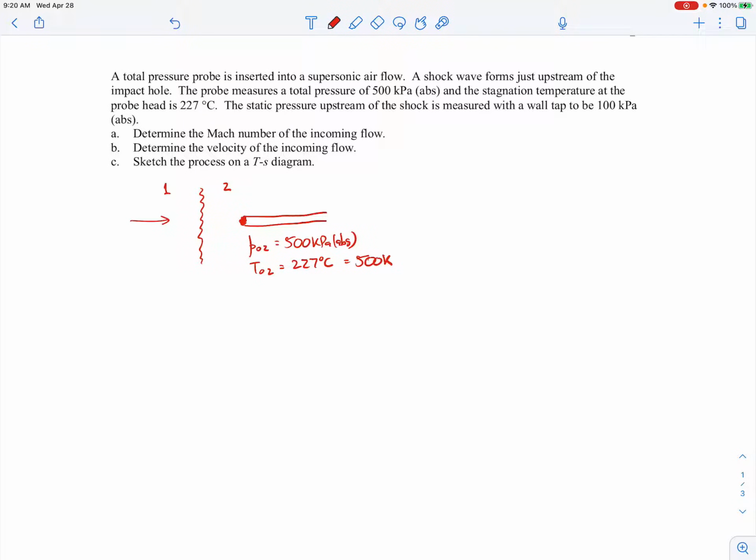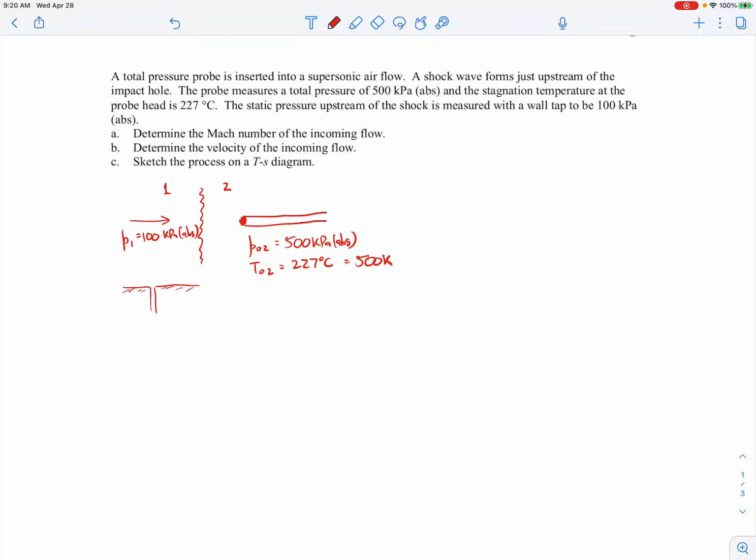The static pressure upstream of the shock is measured with a wall tap. So for example, there's a wall here, and there's a wall tap here, and we measure the pressure upstream. This is the static pressure, P1, and that's 100 kilopascals absolute. We're asked to determine the Mach number of the incoming flow, the velocity of the incoming flow, and then sketch the process on a TS diagram.